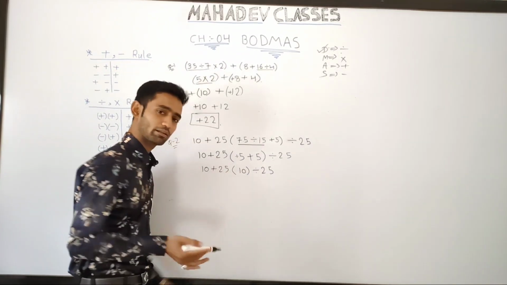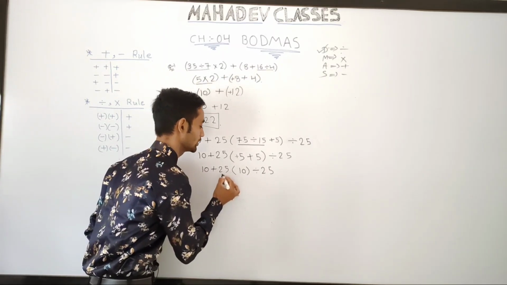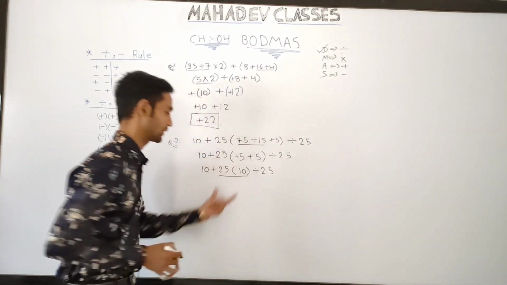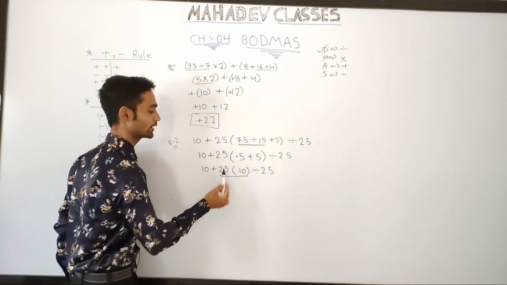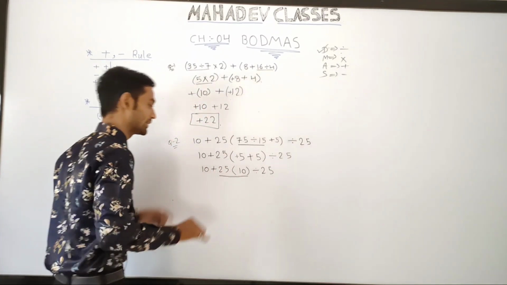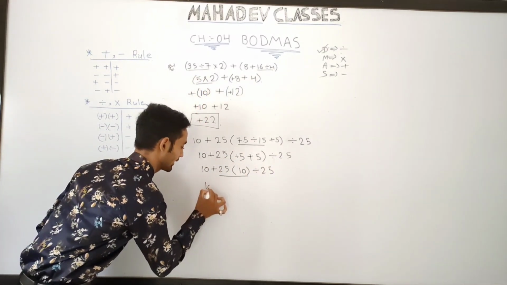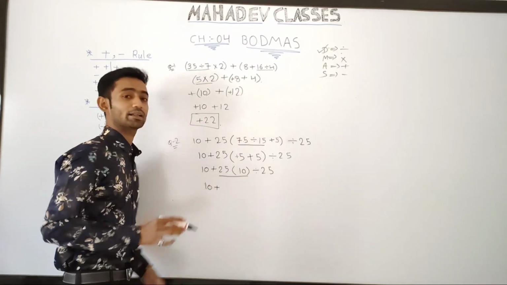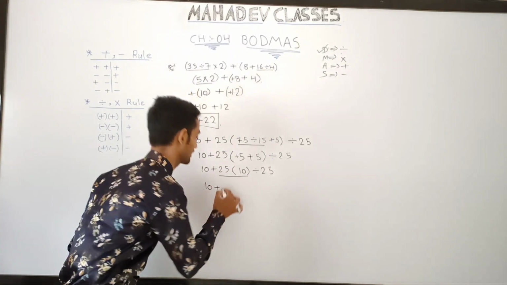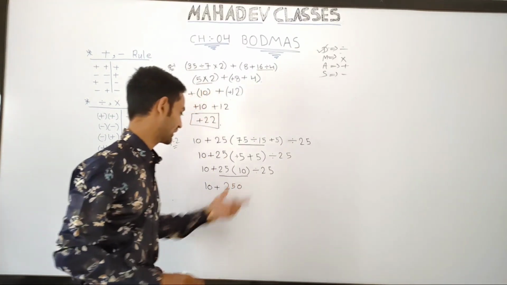See, whenever there is a bracket still left there, then you have to do the process of multiplication here. See, first of all you have to do the multiplication of 25 and 10. Okay, and then we will go for the division process. 10 plus 25 tens are, we will get 250. And now we have removed that bracket.